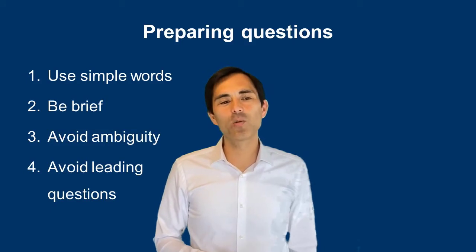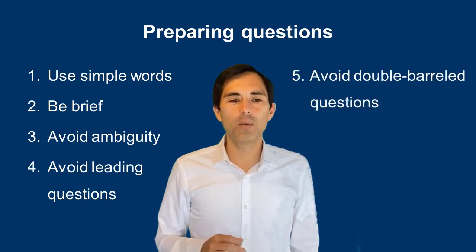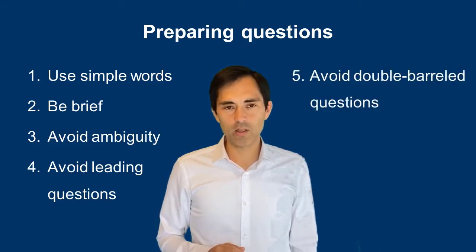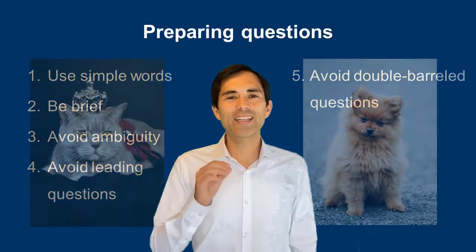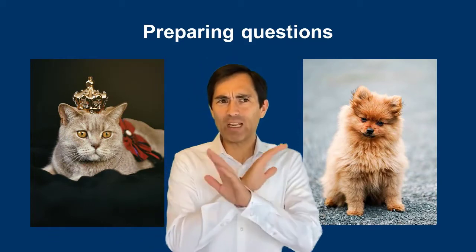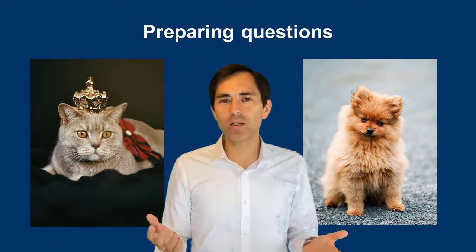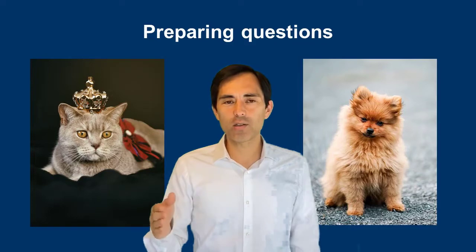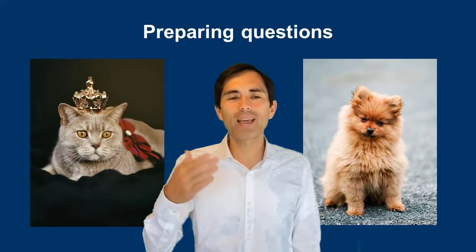Another problem would be double-barreled questions. That could be, do you like cats and dogs? Yeah, I like cats, but I don't like dogs, or vice versa. That's confusing, so avoid that. Just ask, do you like dogs? That's the first question. The second question, do you like cats?